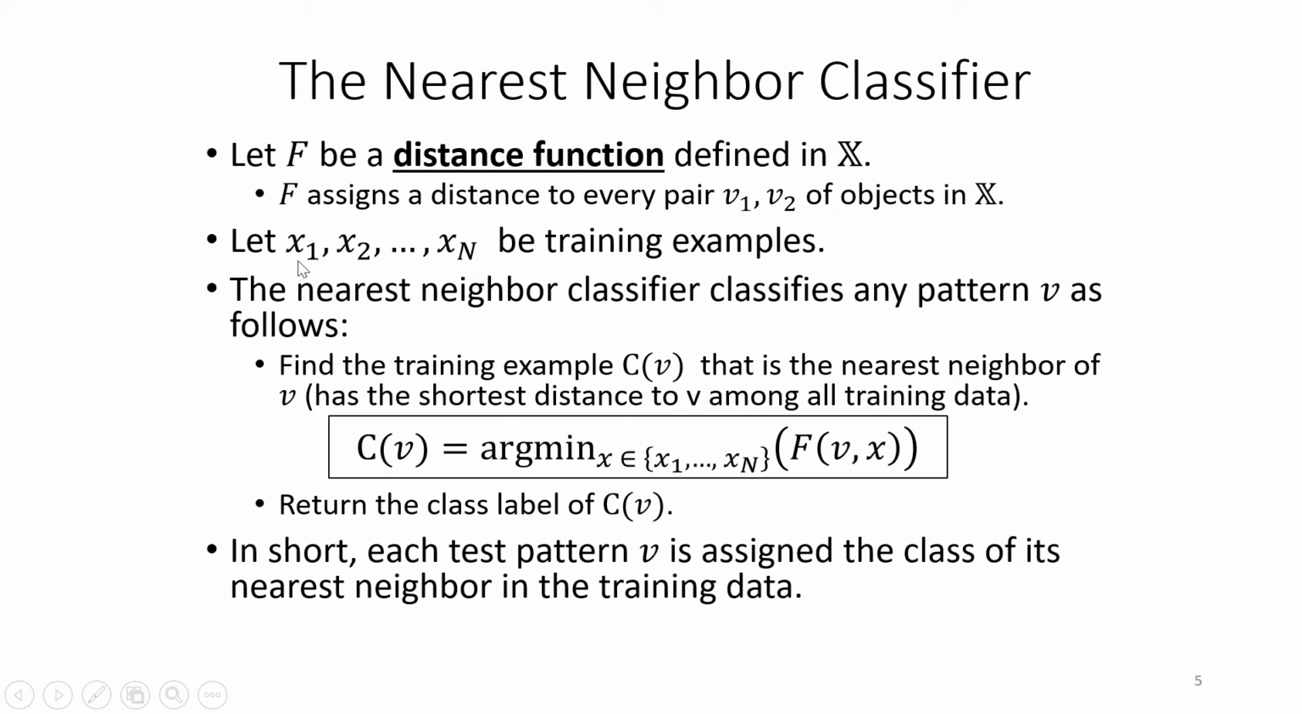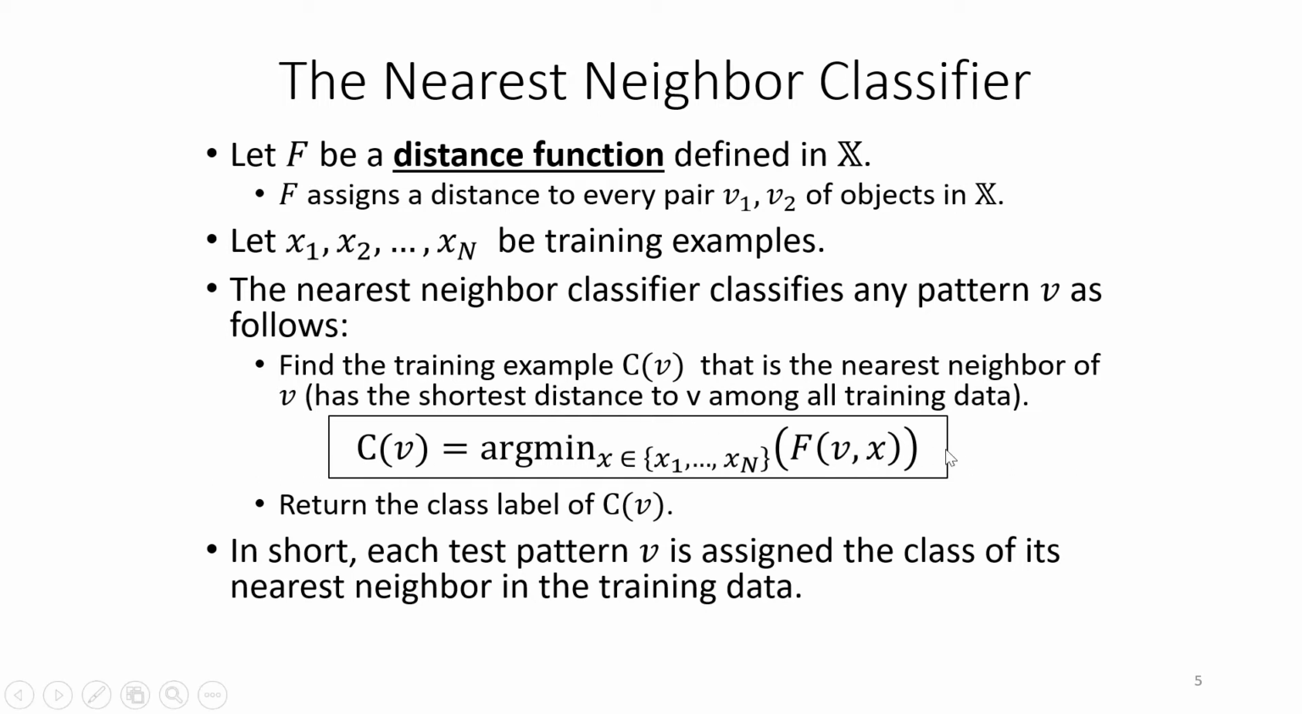Now let us consider x1, x2, up to xn as training examples. The nearest neighbor classifier classifies any pattern v as follows. So how will a nearest neighbor classifier classify a test pattern v when we have the training examples as x1, x2, up to xn? The first step: find the training example c of v that is the nearest neighbor of v, which means it has the shortest distance to v among all training data. So the first step is that we are going to find a training example which is nearest to v, which has the shortest distance to v among all the other training data.